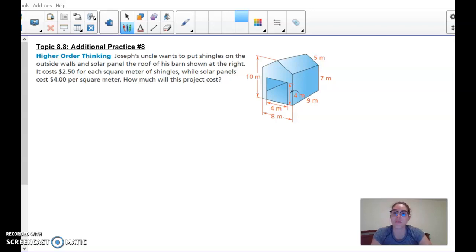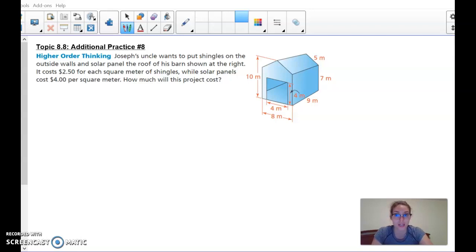All right, this is our topic 8.8, additional practice problem number 8. It says Joseph's uncle wants to put shingles on the outside walls and solar panel the roof of his barn shown at the right. It costs $2.50 for each square meter of shingles, while solar panels cost $4 per square meter. How much will this project cost?